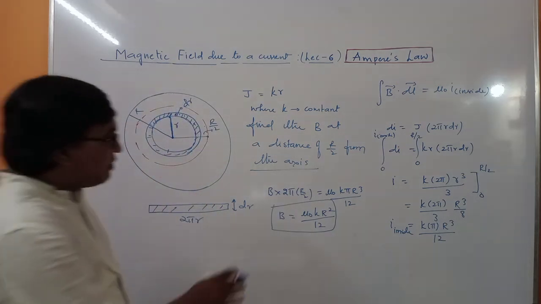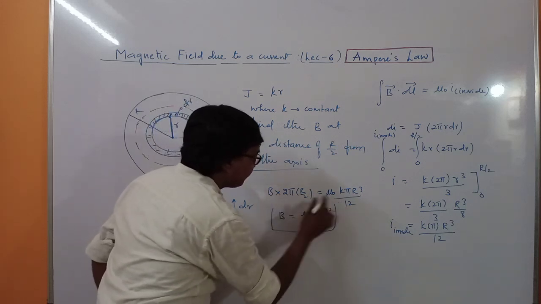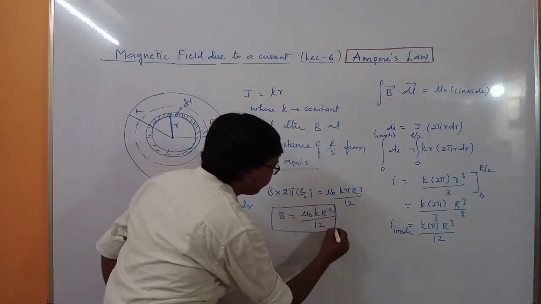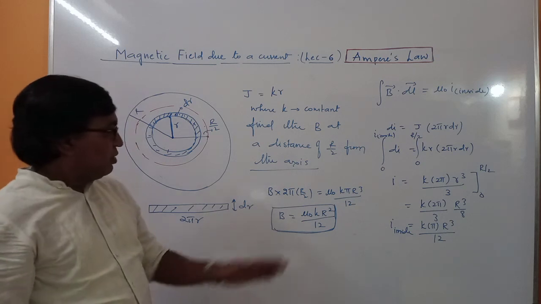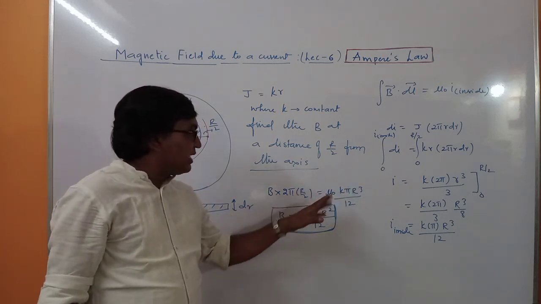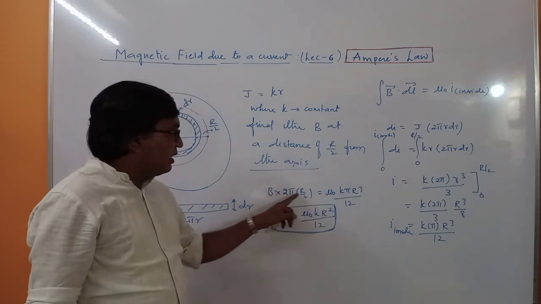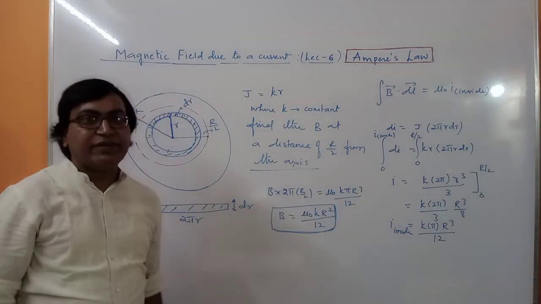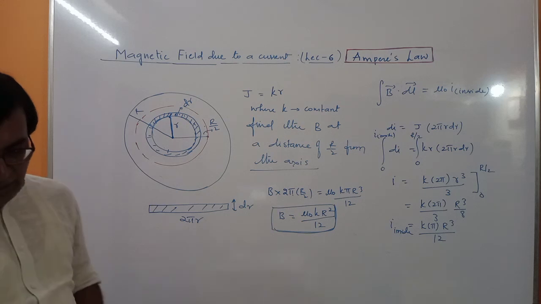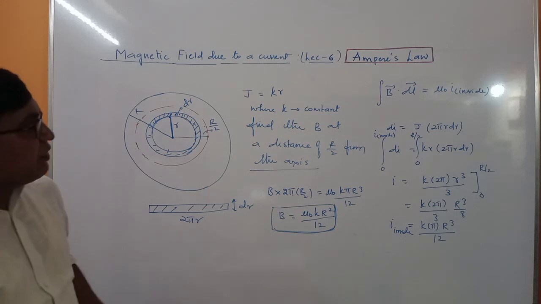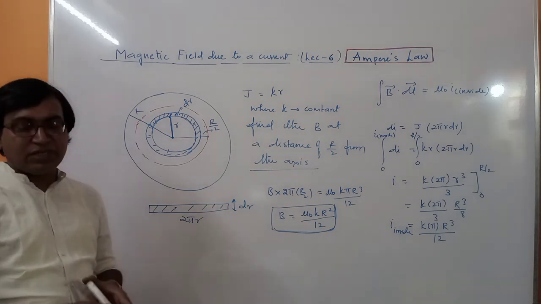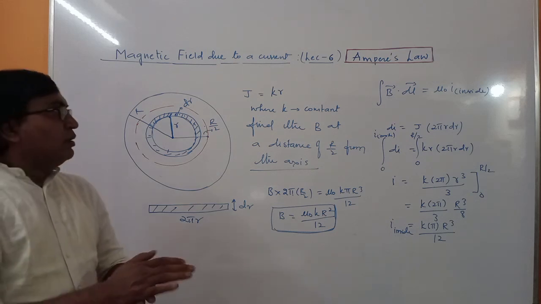Here we have considered a variable cross section. Check this: pi r is cancelled, so mu naught k, R squared is remaining and the 2 cancels, so this is the magnetic field. Yes, in the next chapter we'll have some more discussion on Ampere's law.